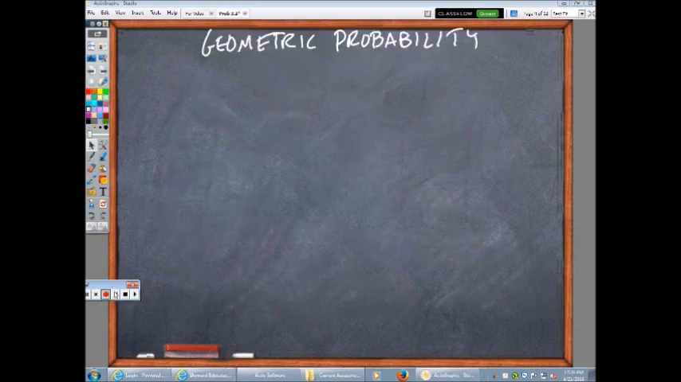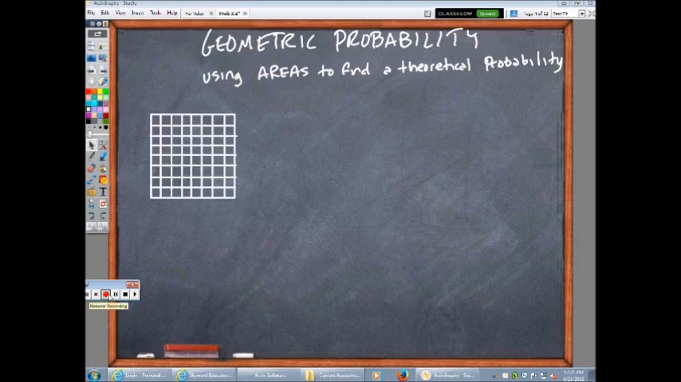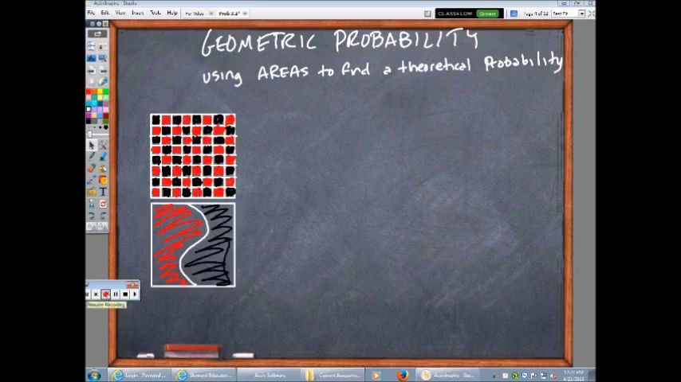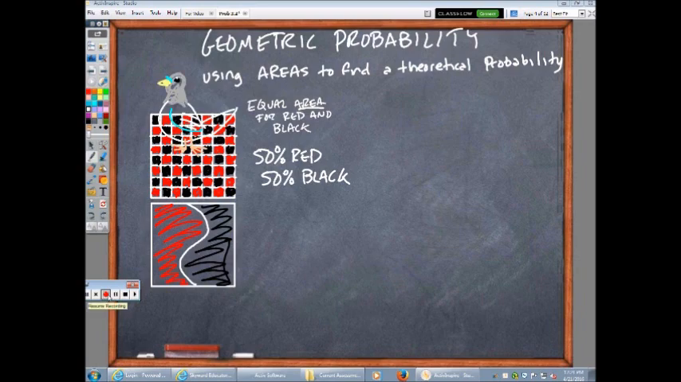For our 4th and final example, we're looking at geometric probability, and this is using areas to find a theoretical probability. So let's say we've got a space like a checkerboard, and it's 64 equal area squares, and half are black and half are red. It's the same as if we had any space where half were black and half were red. If we're looking at the area, it is 50% red and 50% black. So we have an event like, say, this pigeon, and the pigeon is going to go drop a pebble on the checkerboard.